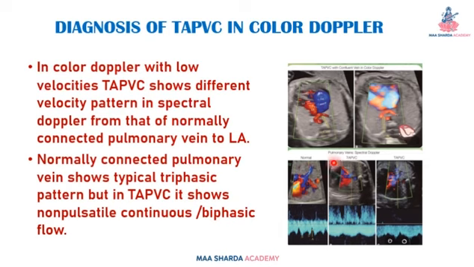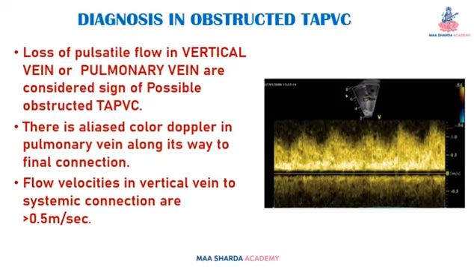In color Doppler with low velocities, TAPVC shows a different velocity pattern in spectral Doppler than that in a normal pulmonary vein. Normally connected pulmonary veins show a typical triphasic pattern, but in TAPVC it shows non-pulsatile continuous or biphasic flow. In obstructed TAPVC, there is aliasing on color Doppler in the pulmonary vein along its way to the final connection, as well as flow velocities in the vertical vein more than 0.5 meter per second.